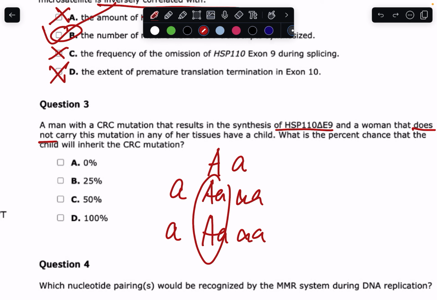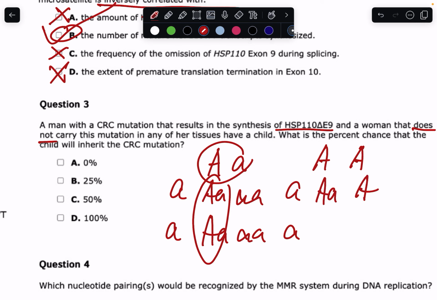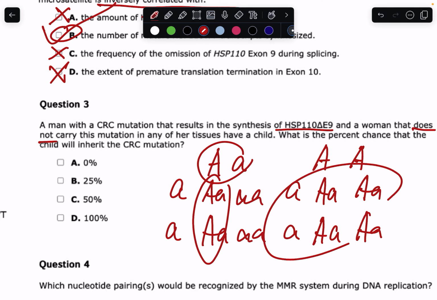But how do you know that the father is big A, small a? The father could be this. The question never tells me. I just know that the mom doesn't carry any of the mutation, but the dad can really be AA, right? And then you see this, so that gives 100%. So is it C or D? Some students may have this kind of struggle, so I'm showing you.